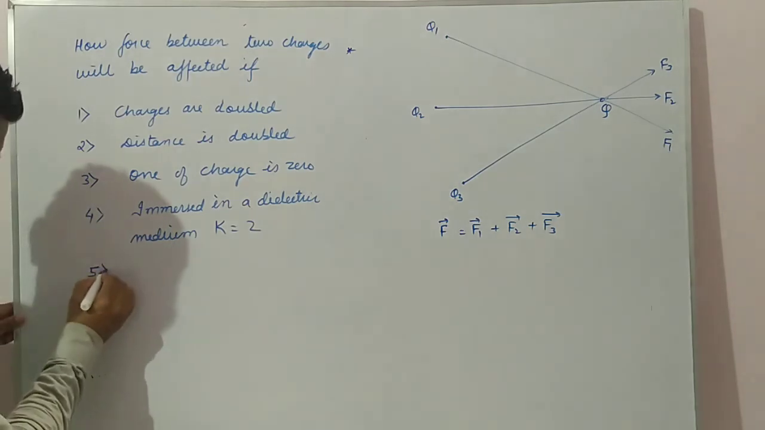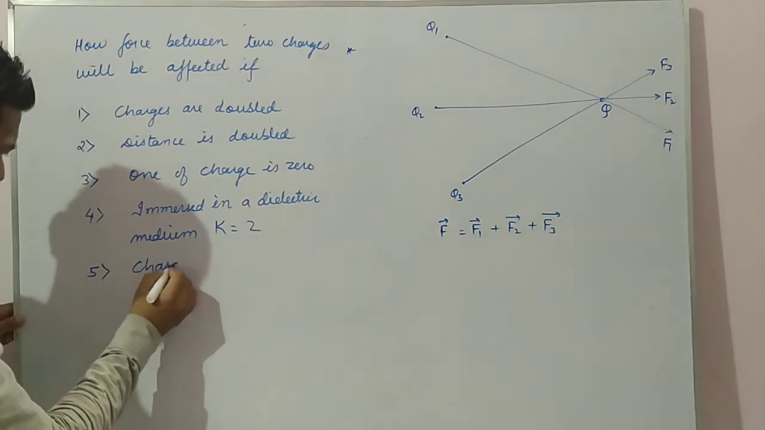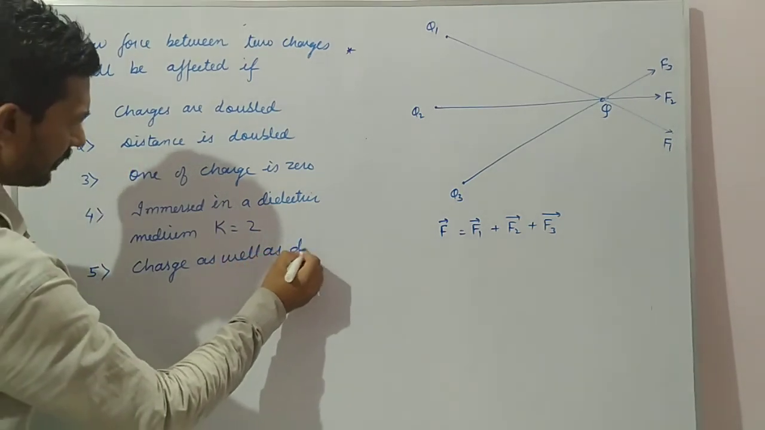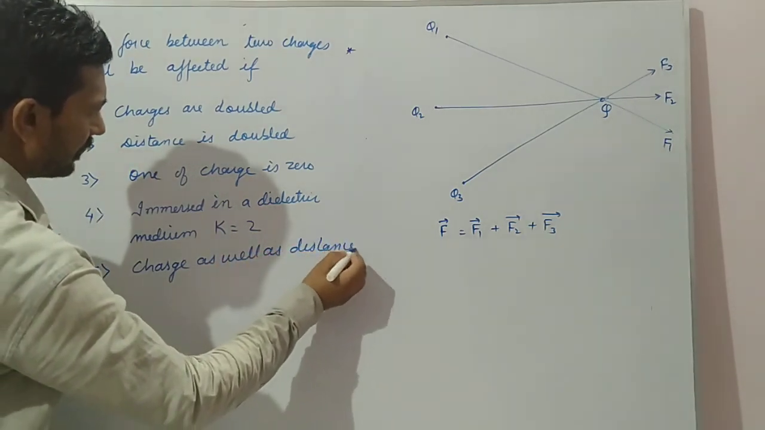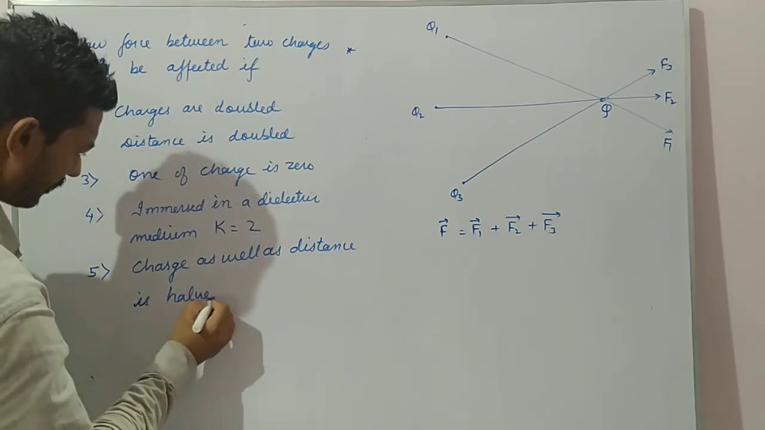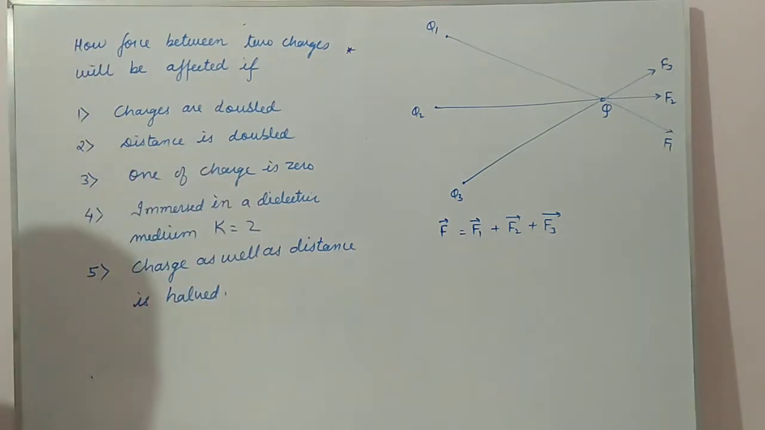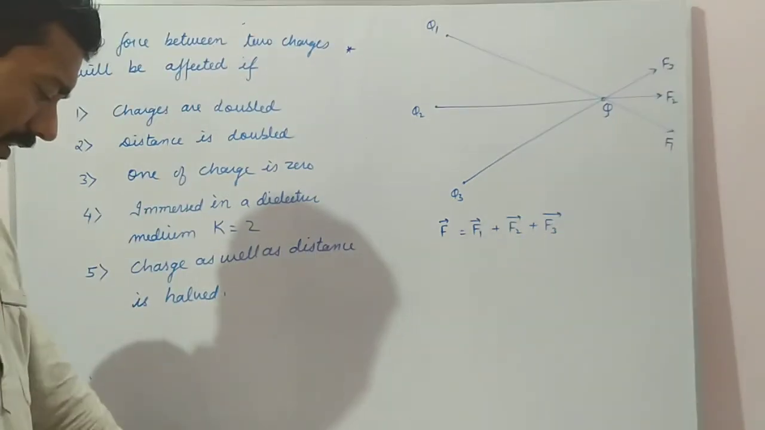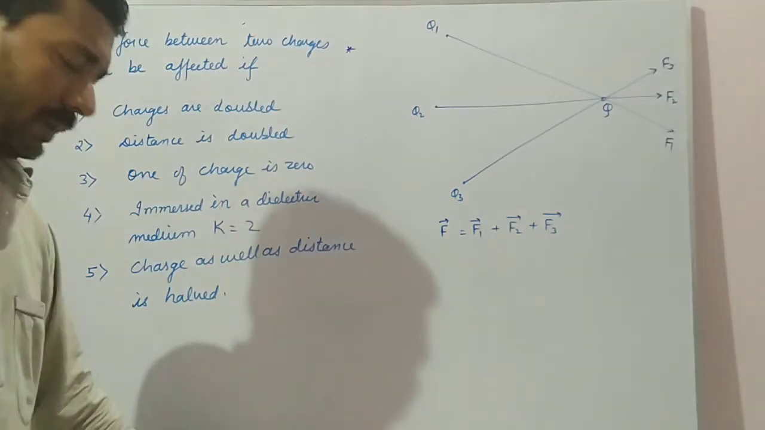Number 5, charge as well as distance is halved. So this part you will do as homework. You can go to the solved examples in the book. You will get it. So till then we will wait for the next class.